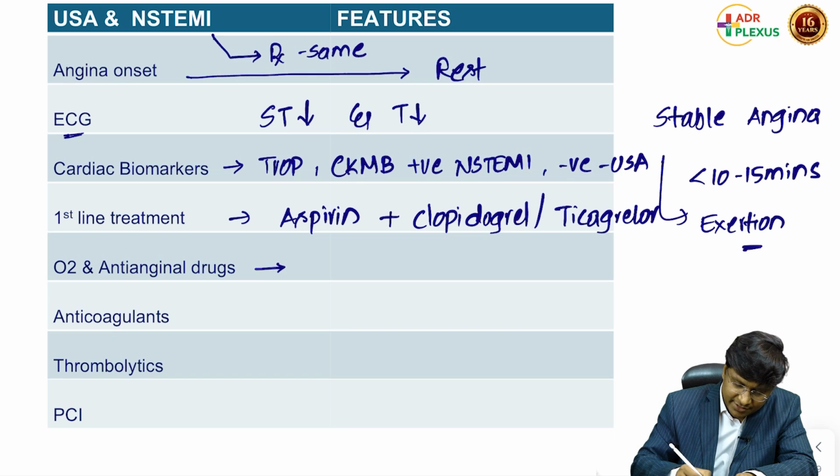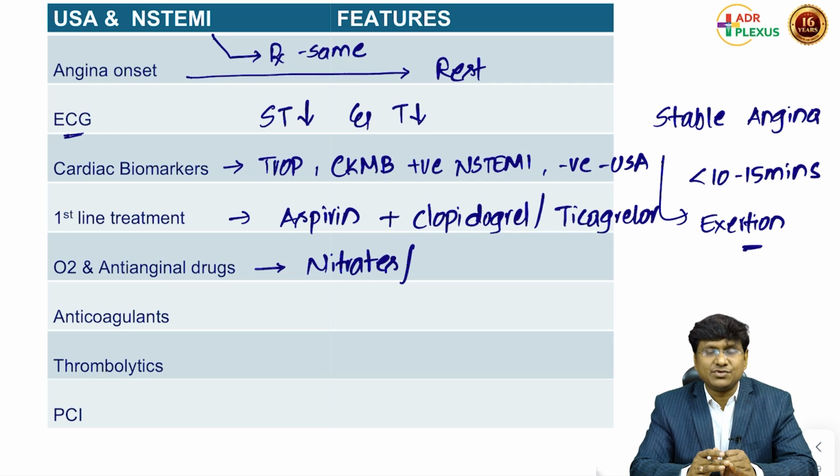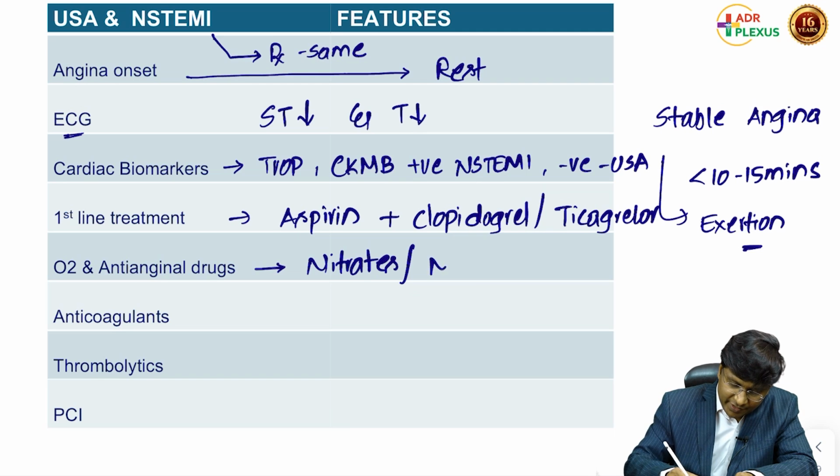An anti-anginal drug that we give is nitrates. The advantage of nitrates is that they will not only cause coronary artery vasodilatation, they will also reduce the preload as well as the afterload. And another important anti-anginal drug that can be given is morphine.